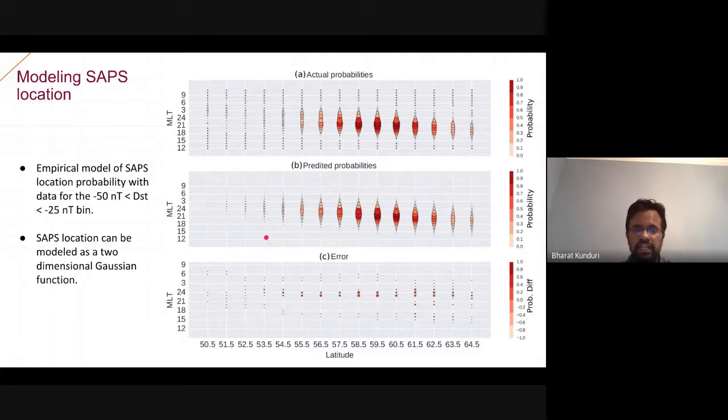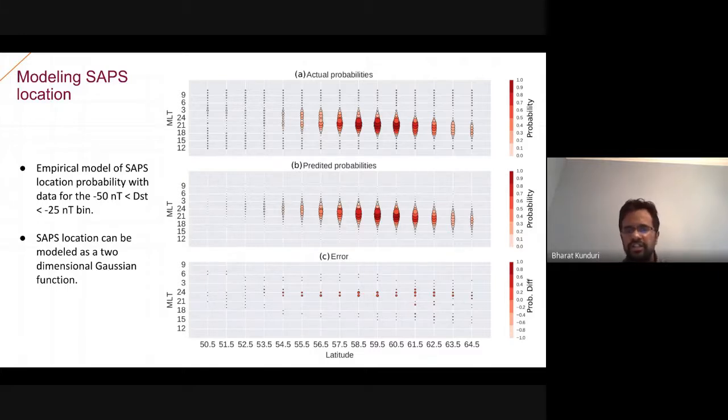We could just model it as a two-dimensional Gaussian function, one of the dimensions being MLT and the other being latitude. The top plot is basically the actual probabilities of observing SAPS in the -50 to -25 nanotesla DST bin. I'm just choosing one bin here. And the second plot is the predicted probability by our model for this bin. This is basically a two-dimensional Gaussian representation centered around MLT and latitude. And the third plot is the probability difference, or the error in our model.